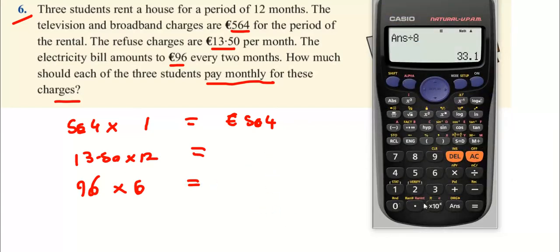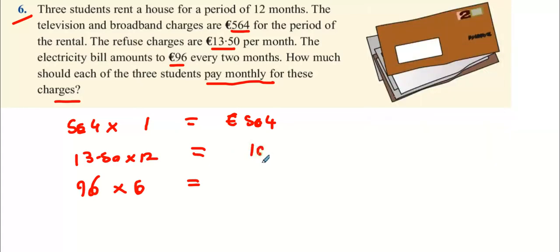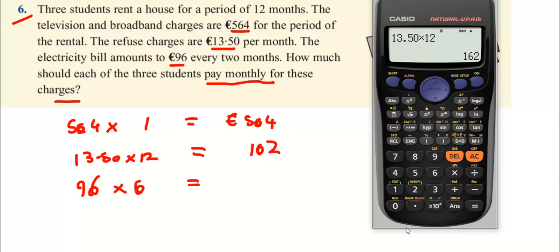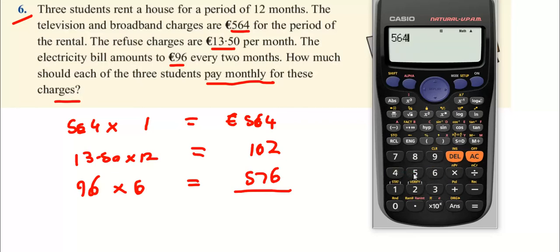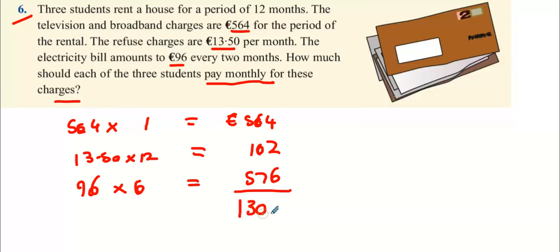6 months, so it's going to be €13.50 multiplied by 12, €162, and 96 multiplied by 6, €576. Gonna add these all together. €1,302.